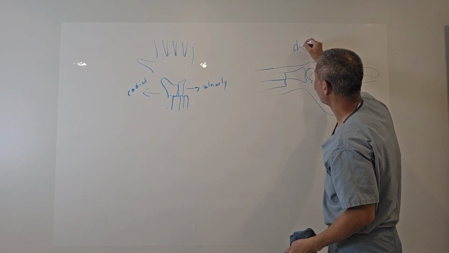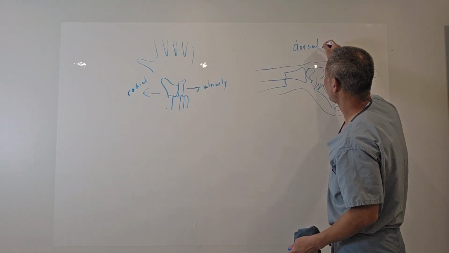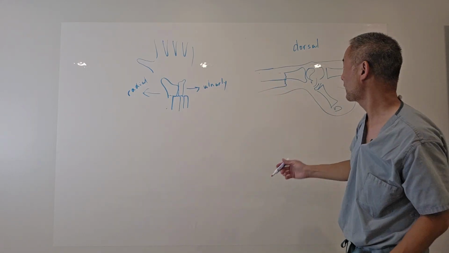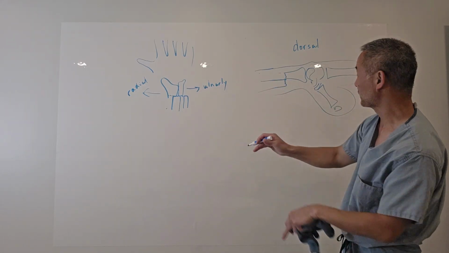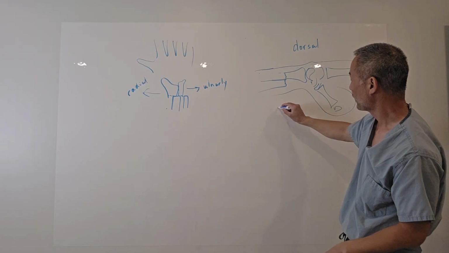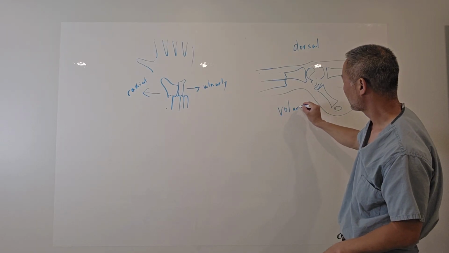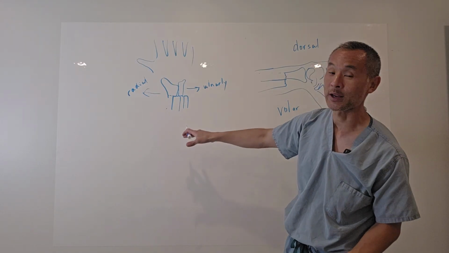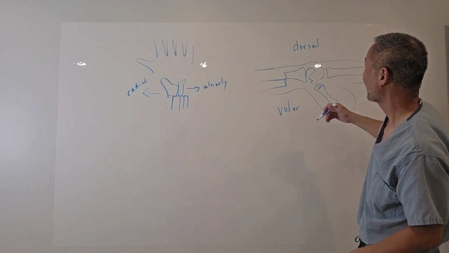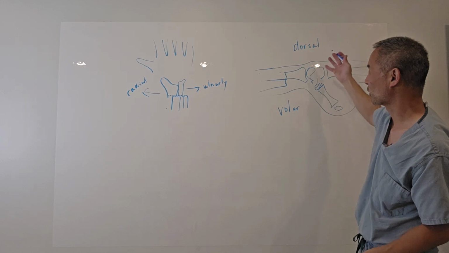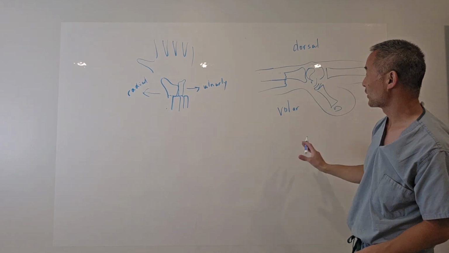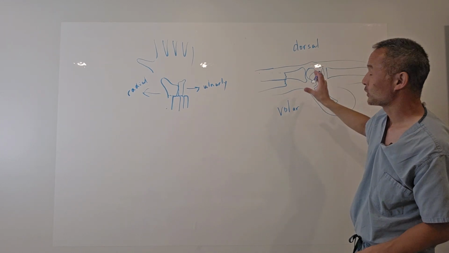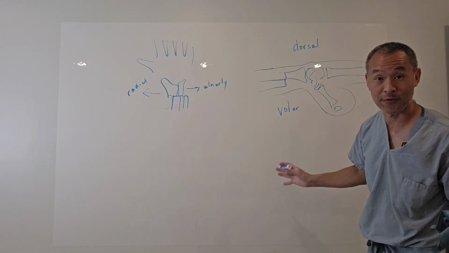So anything this way, we're going to call dorsal or dorsally displaced. Anything towards the palm side, so this way, we're going to refer to as volar. So instead of medial lateral, we're going to say radial ulnar, and instead of posterior anterior, we're going to say dorsal and volar. And there's another scenario in which posterior and anterior can be confusing, and that is the foot.